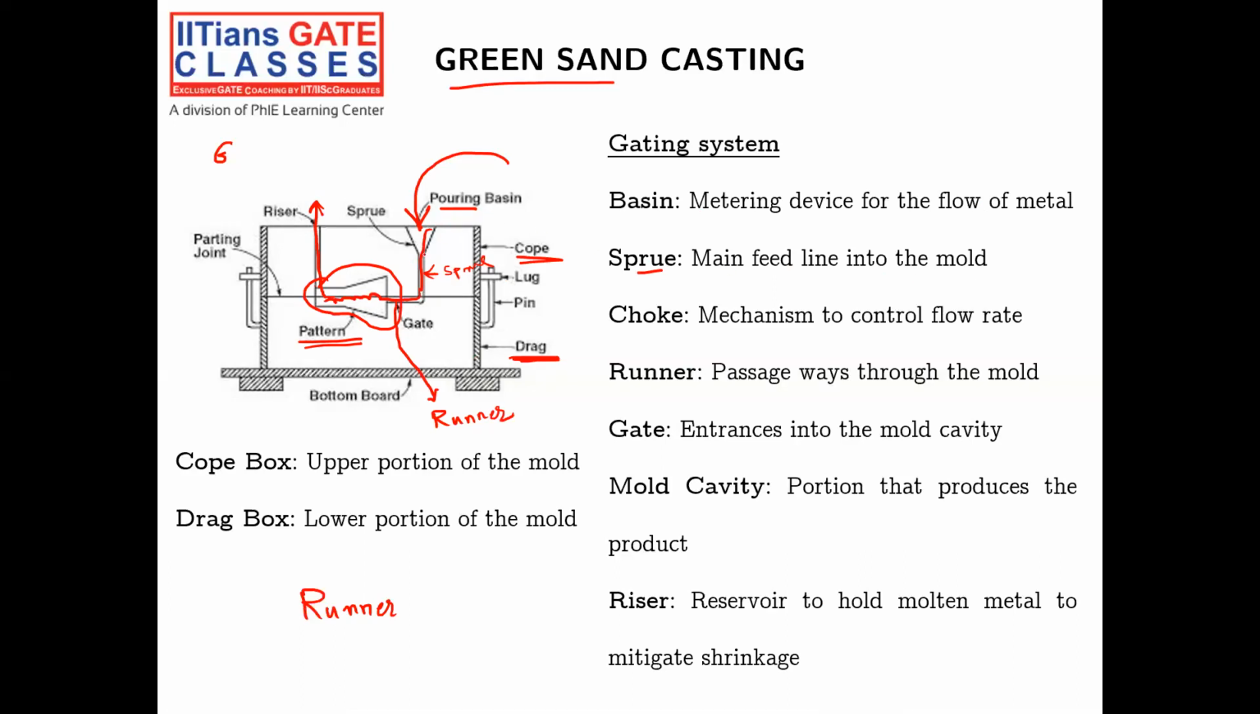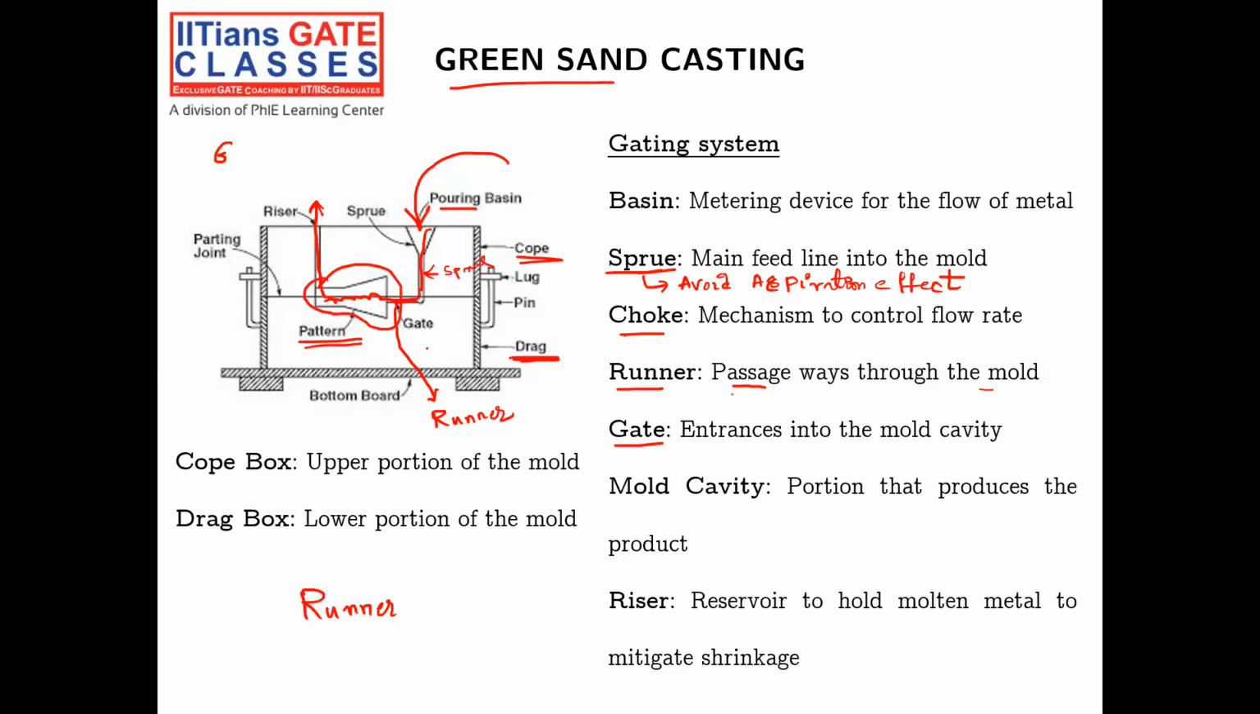So you're pouring into the sprue. This sprue is used to avoid the aspiration effect. We'll discuss what this aspiration effect is; don't worry about it. Aspiration effect means avoiding gas bubbles in the casting. If you use the sprue properly, you can avoid gas bubbles in the casting, because gas bubbles are defects in casting. Then you have the choke, then you have the runner, which is a passageway through the mold between the mold cavity and the sprue.